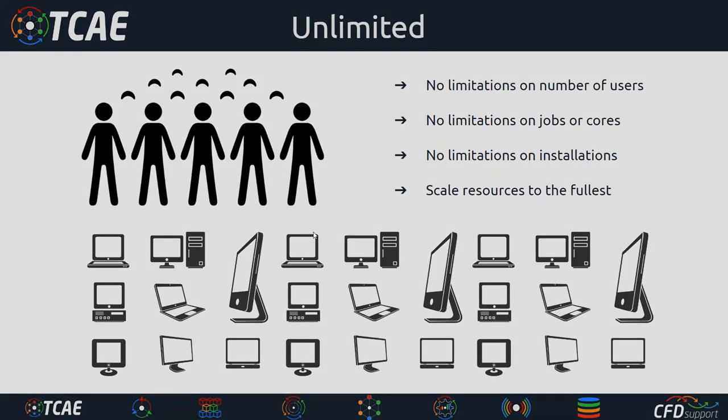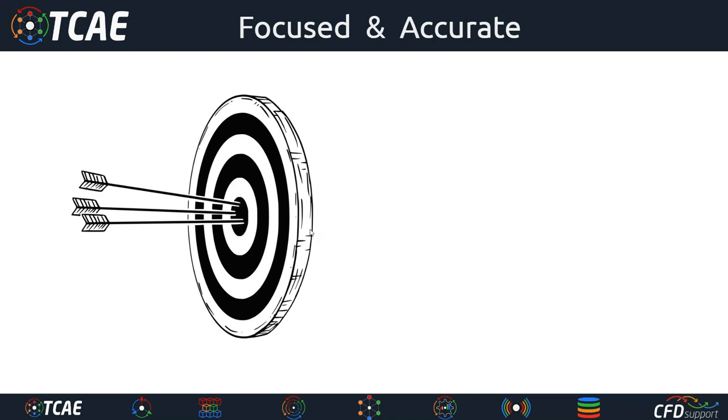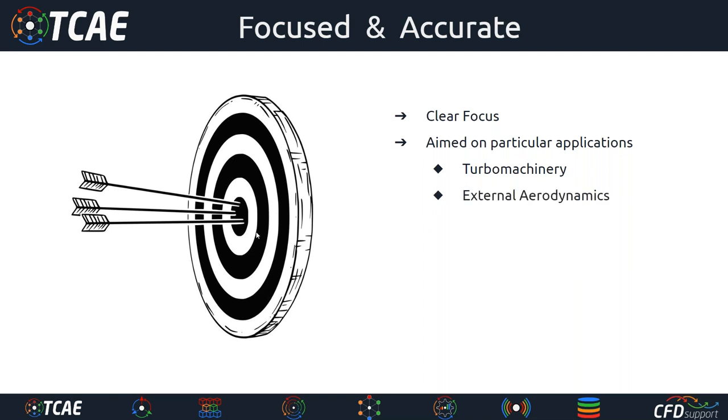Okay, so it's unlimited. The next principle is focused, and it's accurate. So we do a lot of benchmarks. TCAA is clearly focused on particular problems which has been tested so many times. It's aimed on particular applications, and it allows us to be focused, accurate, and to bring a very high added value. The number one is turbo machinery applications and external aerodynamics. These two are the best with TCAE. There are also other applications, but we should always discuss them before we apply.